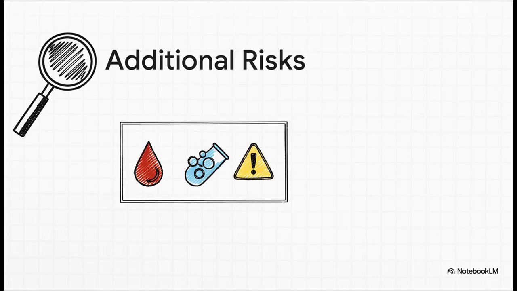Now, it's also really important to talk about these less common but much more serious potential risks. Things like a uterine rupture, which is a tear in the uterine wall, or an amniotic fluid embolism are very, very rare, but they are part of the full picture. Knowing about all the potential outcomes, even the rare ones, is what makes consent truly informed.